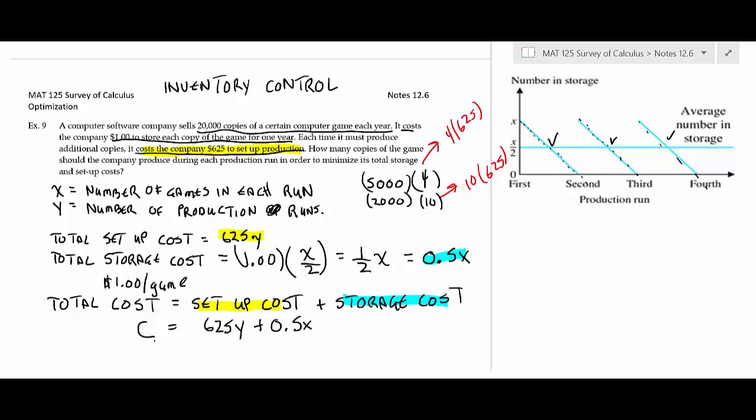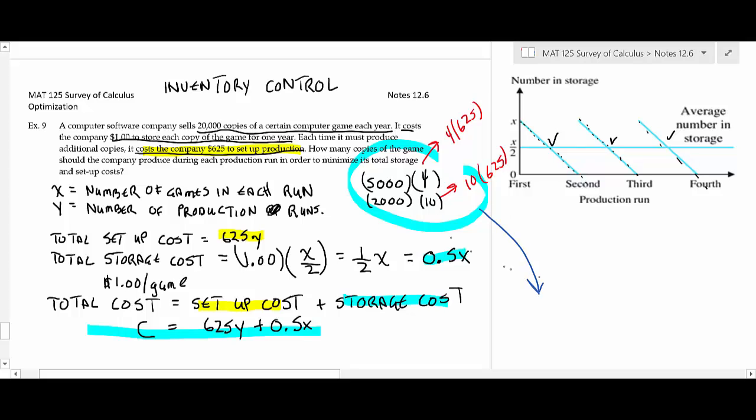The problem with this is, how many variables does it have? It has 2. What do you have to do? You only want 1 variable. This is what you're going to differentiate, but the other thing comes from here. If you take x times y, you get a certain number. X is the number of games and y is the number of runs. When you did 5,000 times 4 and 2,000 times 10, what do you always get? 20,000. So that is the equation you're going to use to turn this into a function of 1 variable.